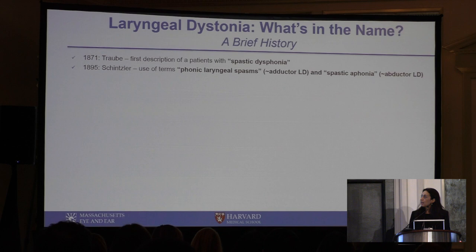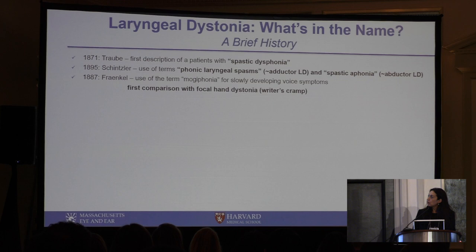Later on, Schnitzler in 1895 described patients with so-called phonic laryngeal spasms that are consistent with our adductor type currently, and spastic aphonia, which is similar to abductor LD. Later on, Franco used different other terminologies like monophonia for slowly developing voice symptoms, but he also made an important comparison with focal hand dystonia.